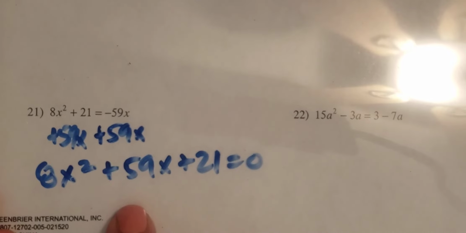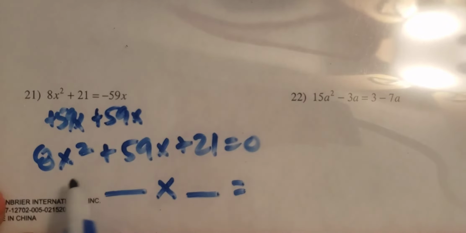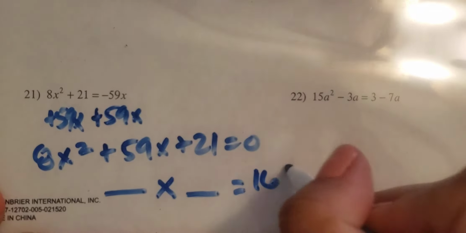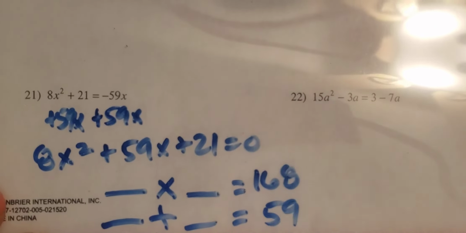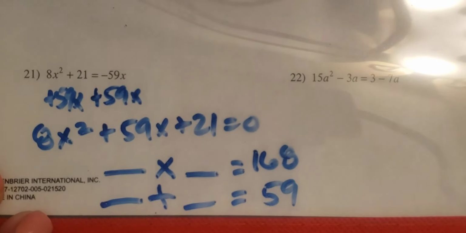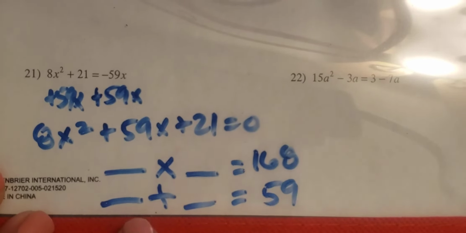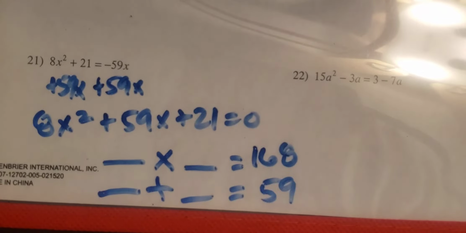If I look at all of these, 8, 59, and 21, I don't see a common factor. So here we go. We're looking for two numbers that multiply to give you whatever A times C is. And in this case, A times C is 168. And then we're going to add to see what 59 is. It might take you a bit of trial and error, or you might want to use a calculator.